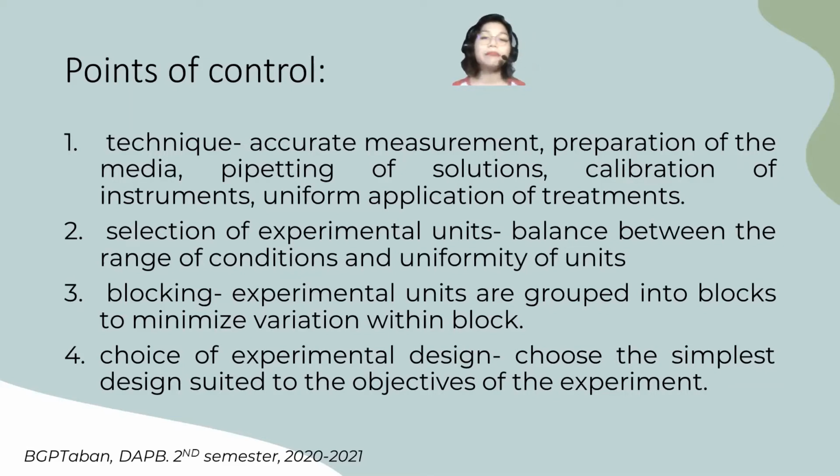And the third one is blocking. Blocking is very important, especially when we talk about RCBD. So experimental units are grouped into blocks to minimize variation within the block. For example, later on, we will discuss this the moment we reach RCBD.